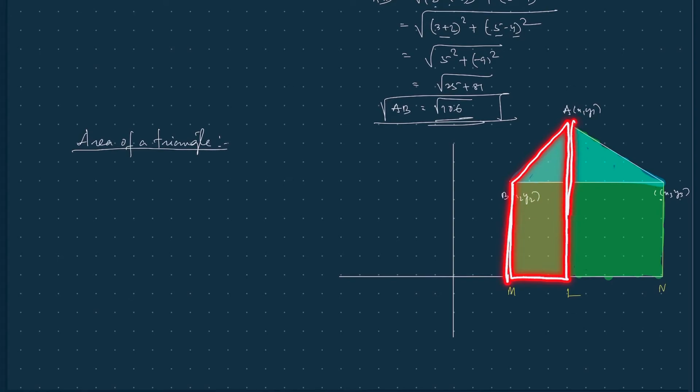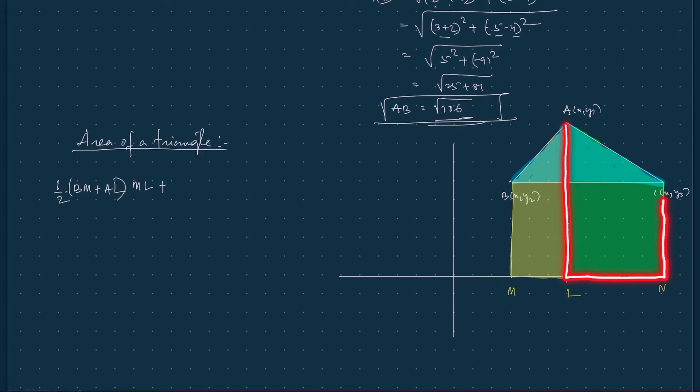BM and AL are parallel. Now we can write the formula. By that formula, the area of this trapezium is half into (BM plus AL) into height. The height is equal to ML. Plus, now you see this trapezium. This one and this line are parallel, so this will be the height.